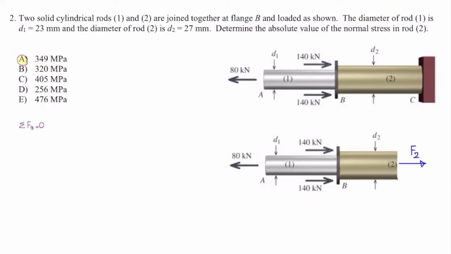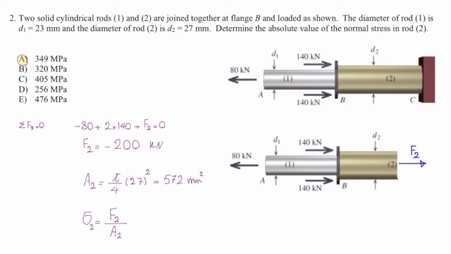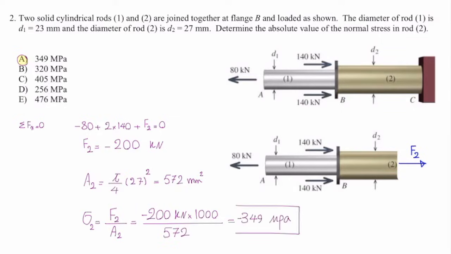In x direction in this case. Start from left, negative 80 plus 2 times 140 plus F2 is 0. If I solve that, that gives me F2 equal to negative 200 kilonewton. Area. How much is the area of that rod? Simply pi diameter squared over 4. Diameter is 27 millimeter, and that gives me 572. So stress would be force over area. Force is 200 kilonewton, and I need to convert that into newton by multiplying that by 1000, and area is 572, and the stress would be negative 349 megapascal. So the answer is A.